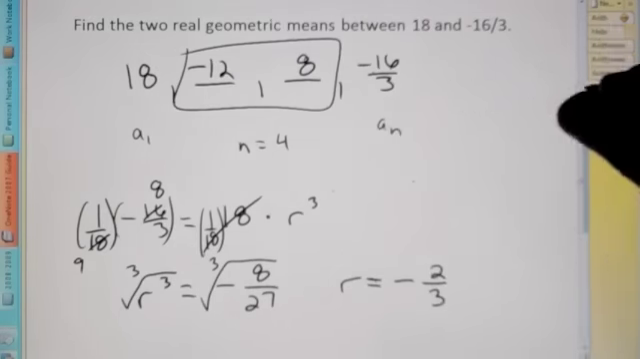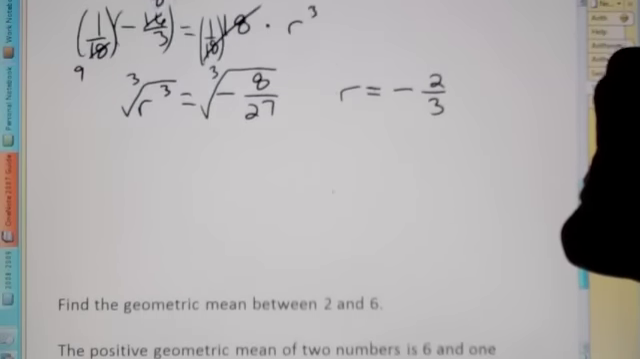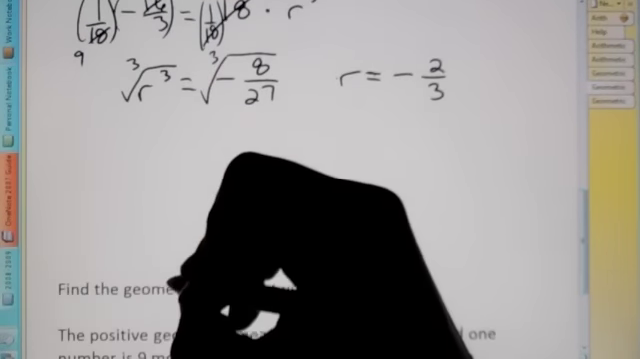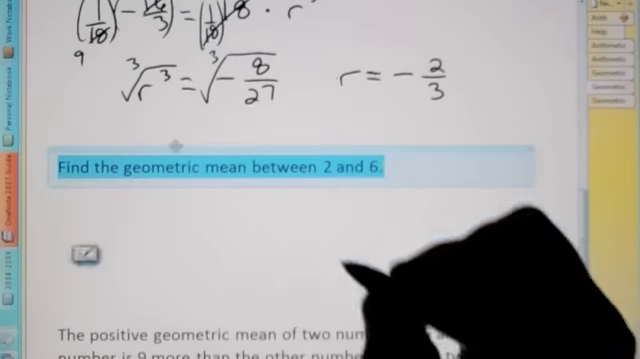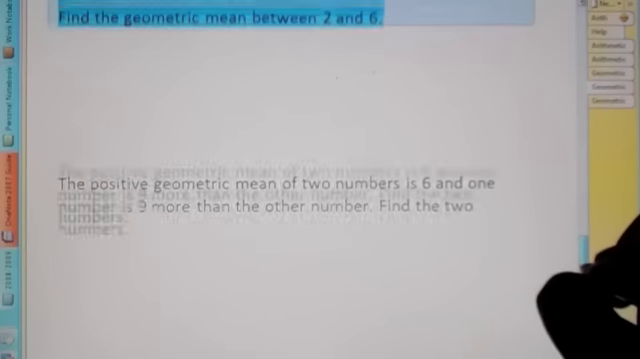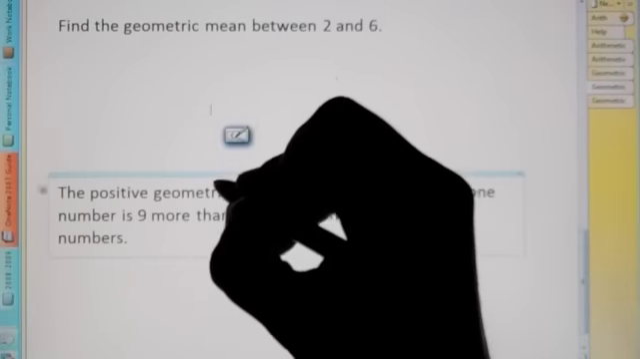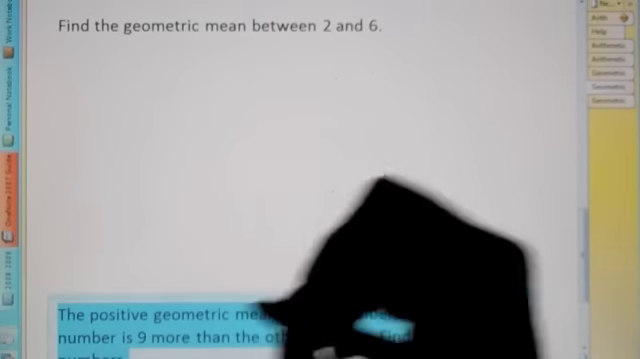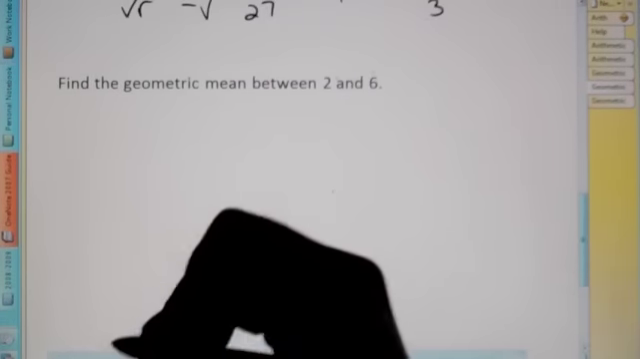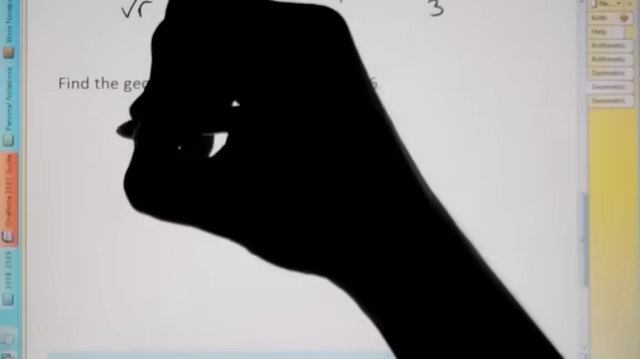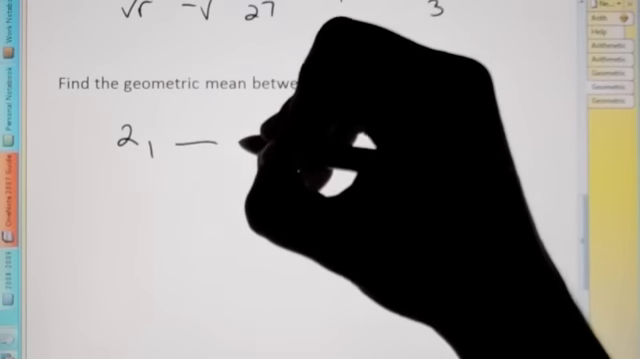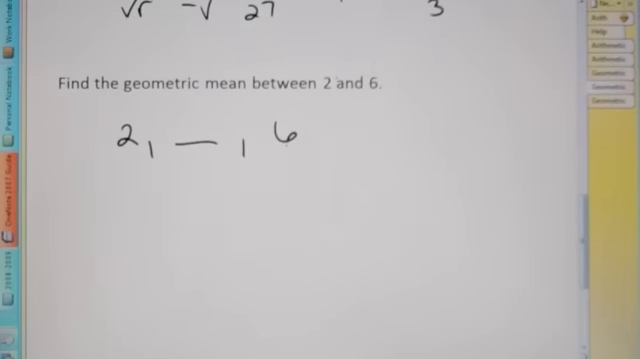So I don't know why I just erased that. Let's move on. Our next problem: find the geometric mean between 2 and 6. So here, we're just going to try to find the one geometric mean between two numbers. Alright. So we have 2, one number in between, and 6.